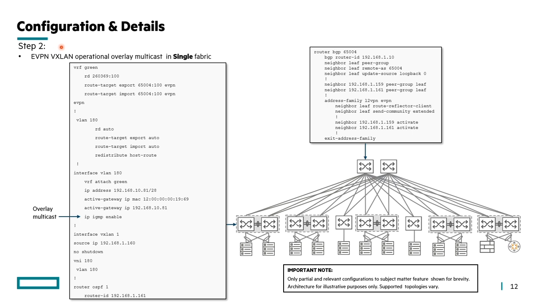The next step is to have EVPN VXLAN operational as well as overlay multicast in your single fabric. So what we're showing here is the configuration of EVPN VXLAN as well as IGMP in the overlay in this specific VRF green. So step 1 and step 2 are interchangeable. You can have EVPN VXLAN operational first and then PIM bidirectional in the underlay, or the other way around. It makes no real difference. Now at this stage we still have head-end ingress replication.